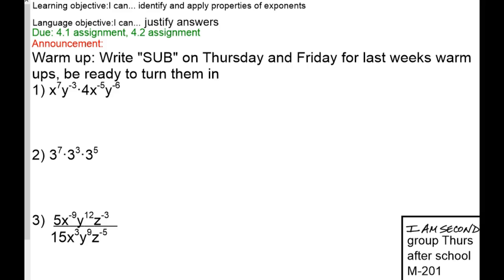We said that if you have coefficients, you multiply them. No coefficient is a 1, so we already said that the coefficient is a 4. Okay, and then what do we do with the powers? Add them up. 7 plus negative 5 is like 7 minus 5. We said that was 2. And then for our y's, we have negative 3 plus negative 6. Negative 3 plus negative 6 is negative 9. So if you had something else besides negative 9, you should write that down.